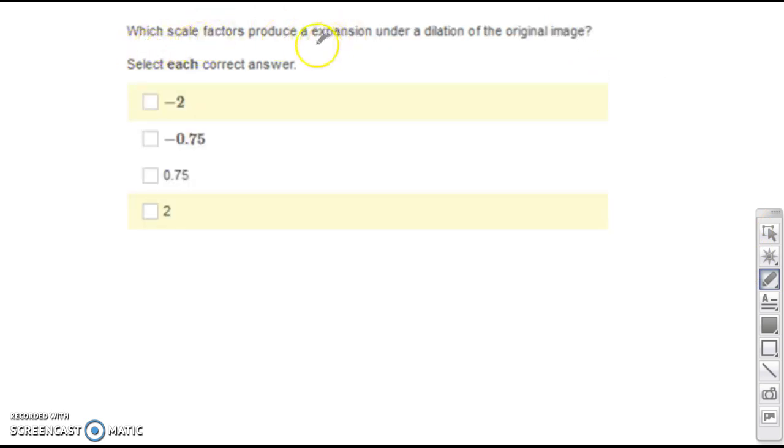All right, which scale factor produces an expansion? So this time we want the absolute value to be greater than 1. Again, we don't care about the negatives. Cross them out. They're a distractor. So 2 is greater than 1. That's going to be getting bigger or expanding. 0.75 is less than 1. That's not getting bigger. Again, 0.75. Nope. 2 is yes.